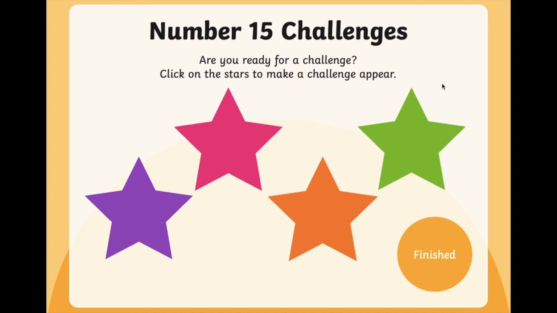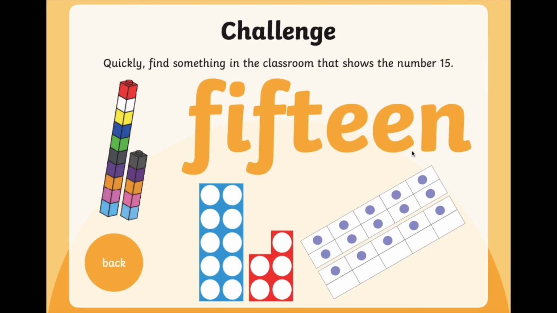And the last challenge is underneath the number 5 or the green star. Let's see what's underneath. Okay, so quickly find something in your house or outside that shows the number 15, and I want to see how quickly you can do that, boys and girls. So it might be a label, it might be on a letter, it might be on some ingredients, maybe in your kitchen. See if you can find the number 15 really quickly, and your teachers would love to hear from you.